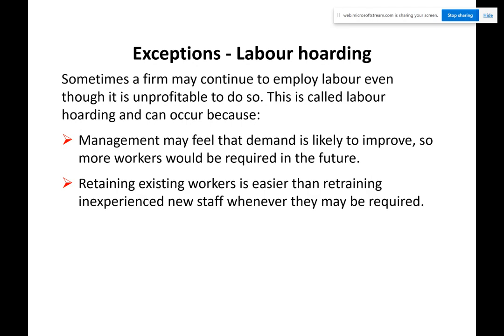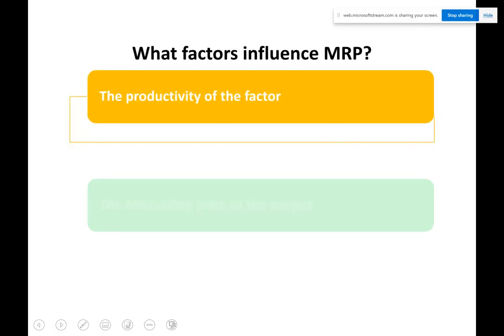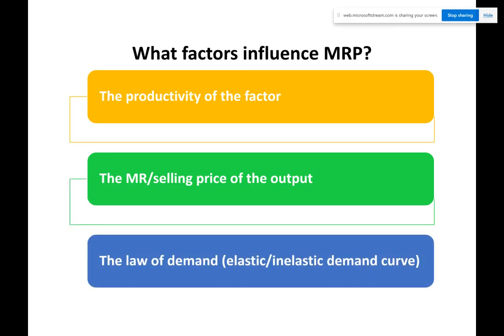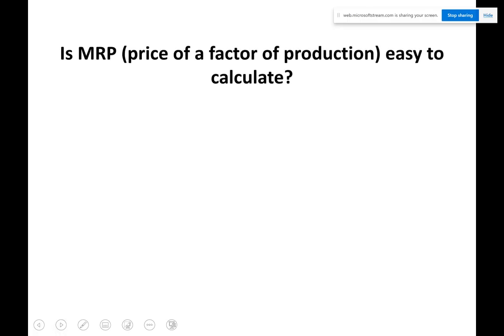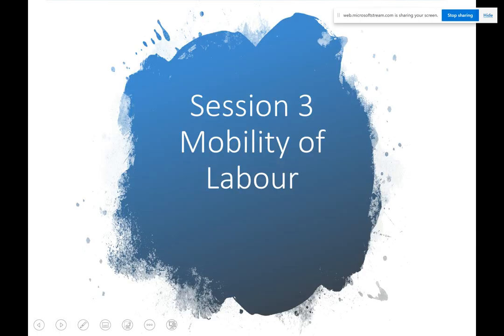Plus, existing workers are easier to retrain than inexperienced new staff, whenever they may be required. Trying to retrain people can be a pain. And then there's the last one. What factors influence MRP? So what factors influence your marginal revenue productivity? They're all there. Productivity of the factory, which we've talked about, the selling price, and the law of demand. Okay, and I think that is it. Oh, is it easy to calculate? Yeah, we're going to do that here in a second. So that's it, I accept.